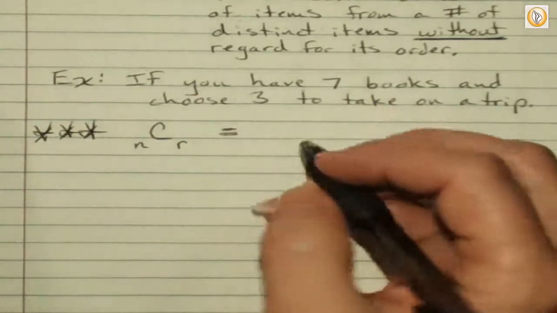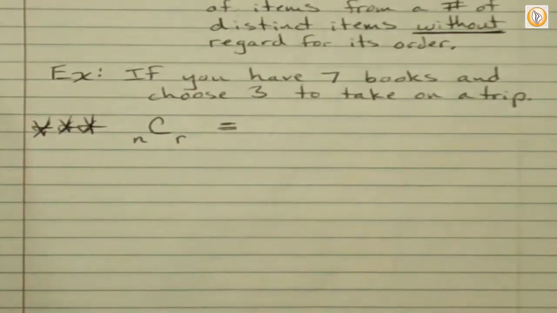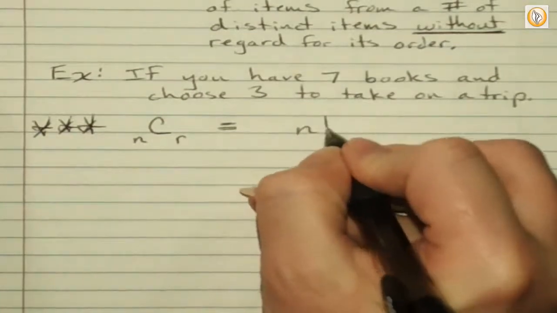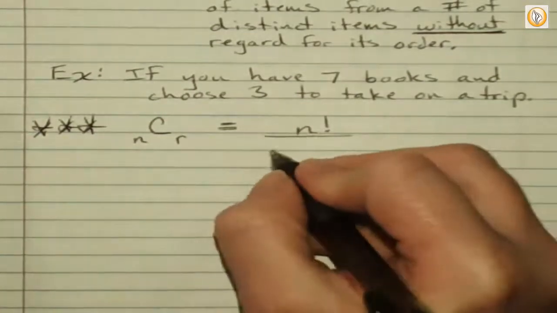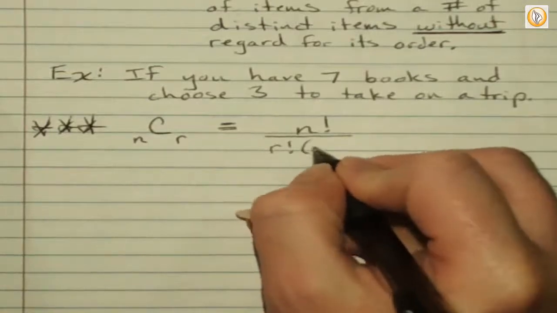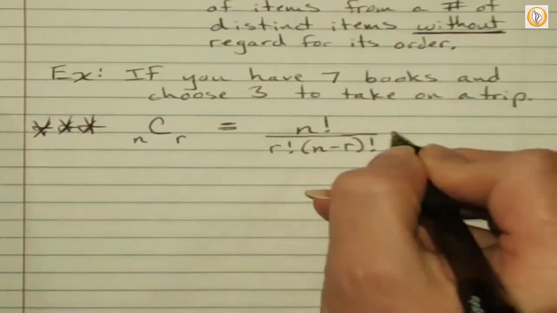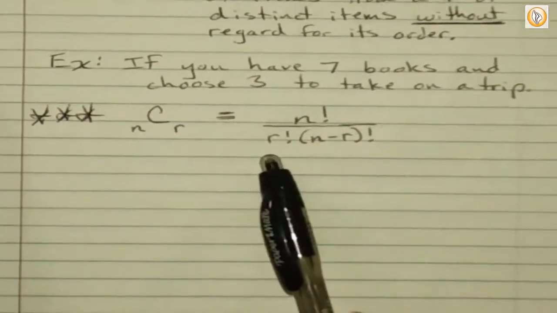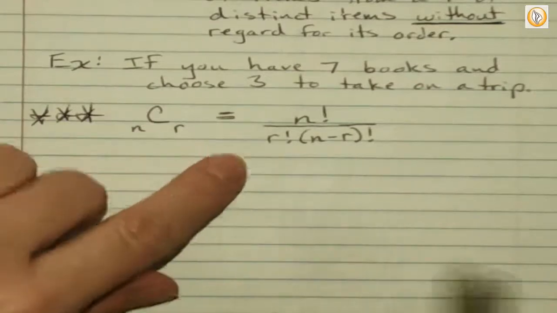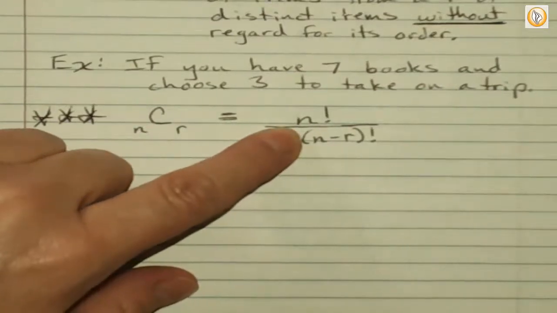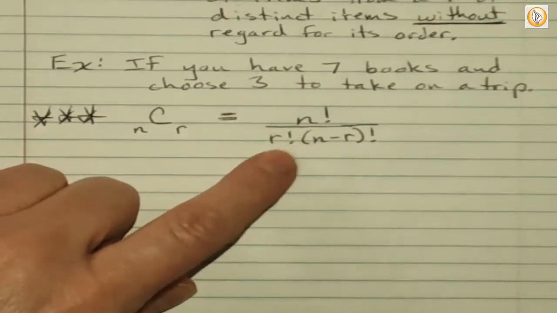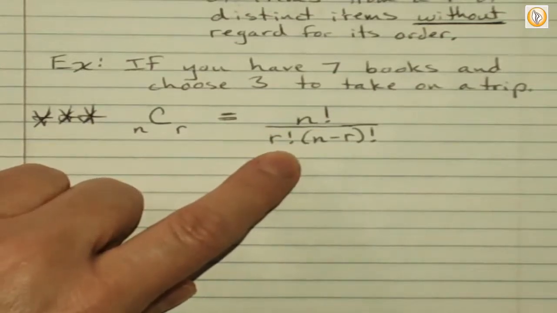All right, so here's how you solve it. I want you to notice the difference between combinations and permutations. N factorial over R factorial times N minus R factorial. So basically it's the same, you're just adding in an R. That's right. This right here would have been yesterday's permutation. Today is combination, and we added R factorial here.